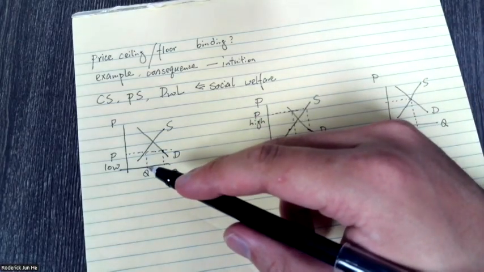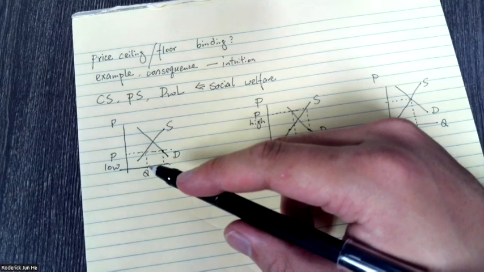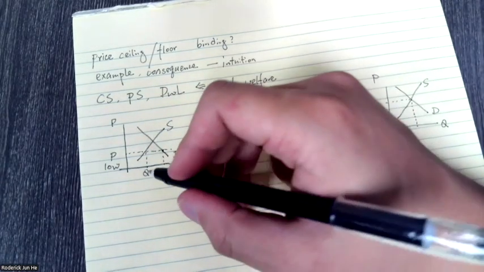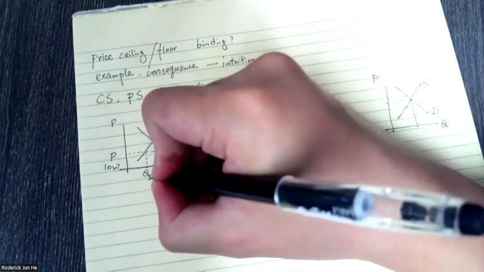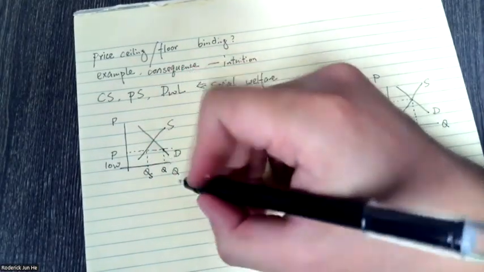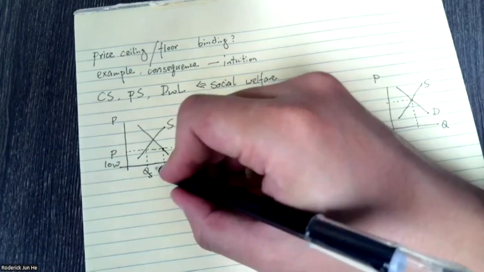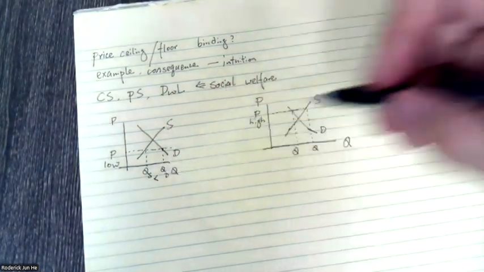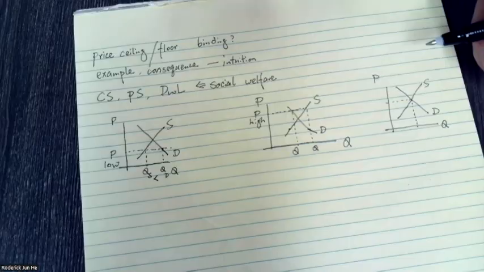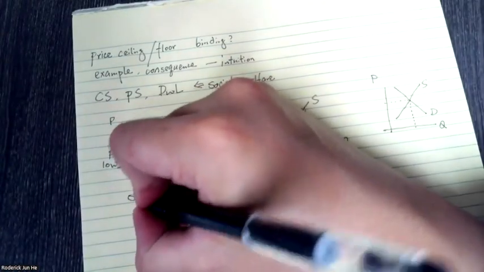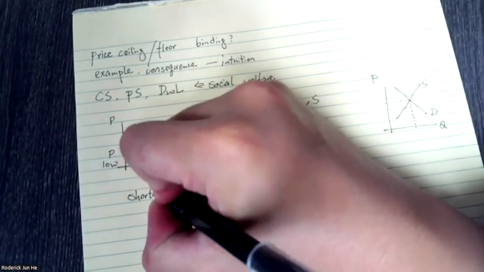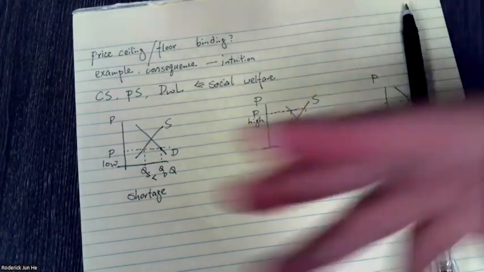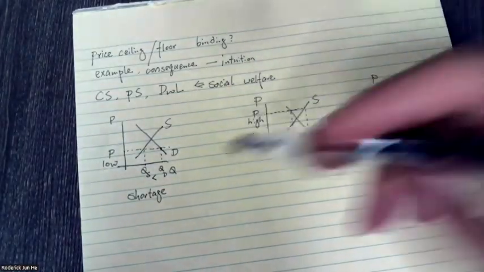So this quantity that my pen is pointing at comes from supply, therefore it is quantity supplied. And the next quantity comes from demand, therefore it's quantity demanded. And in the first case, quantity demanded is higher than quantity supplied, and that is a shortage. And let's think about intuition. We always use intuition to verify our graph.